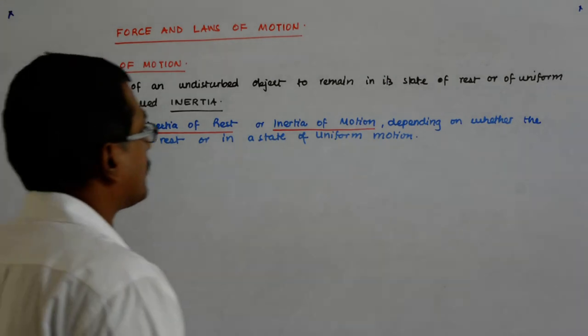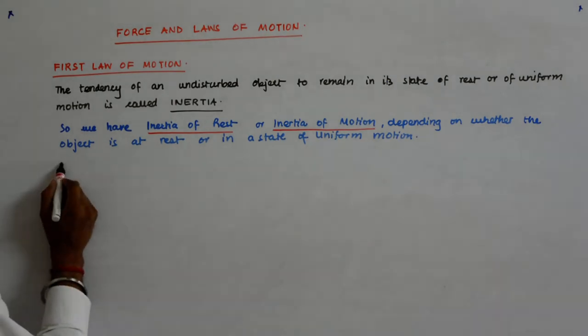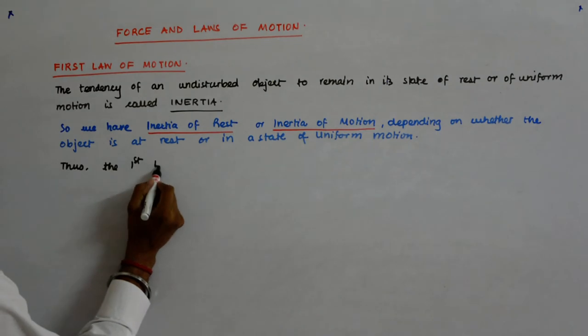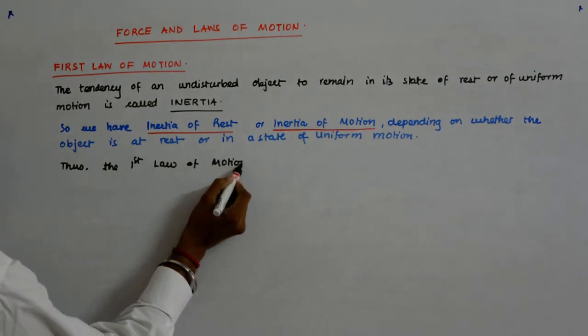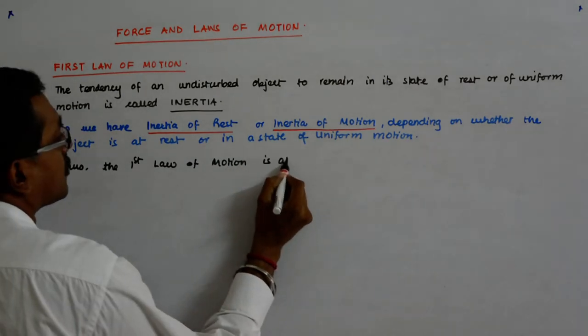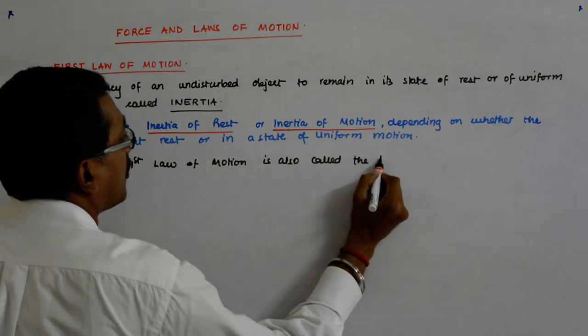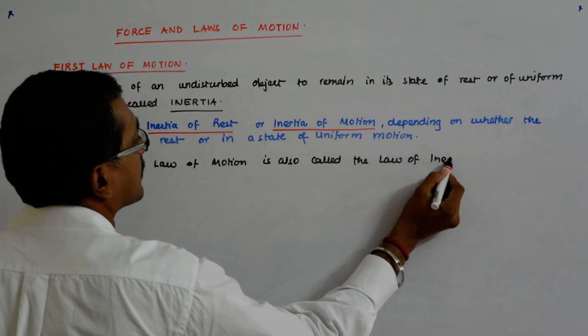Now this is the reason why the first law of motion is also called the law of inertia. Thus, the first law of motion is also called the law of inertia. The law of inertia. Okay.